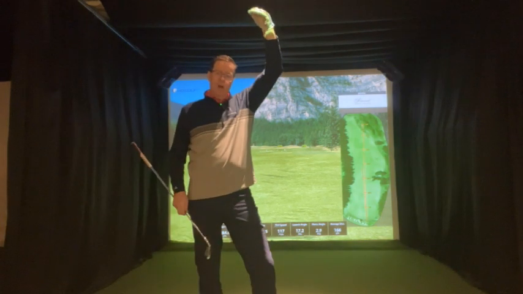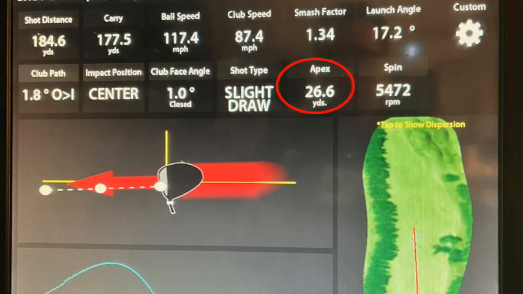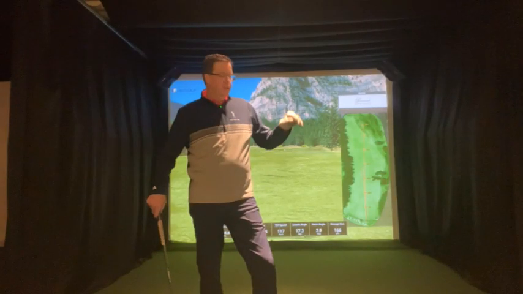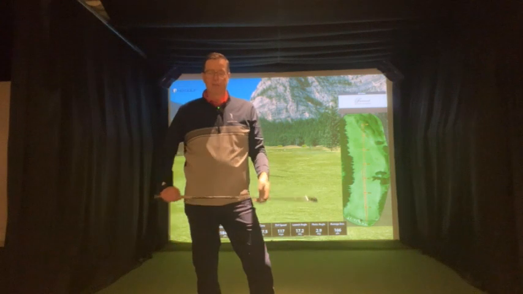Apex is your overall maximum height. How many yards did my ball fly high? This one flew at 26 yards high, which is pretty good. I could probably use another couple of yards. I'd like to see that get to probably 29, 30, but 26 is pretty good. That's giving me that towering ball flight that's going to come down and stop pretty good.